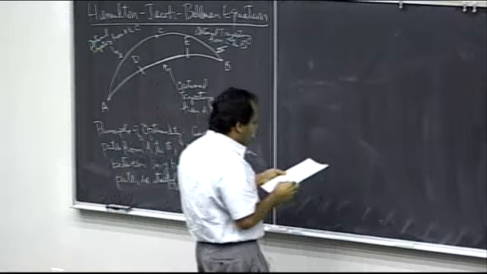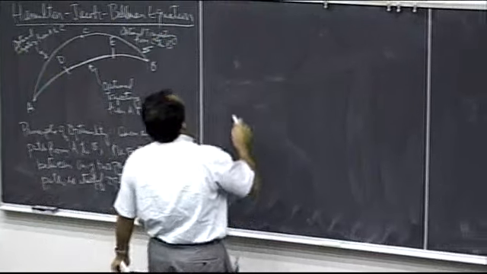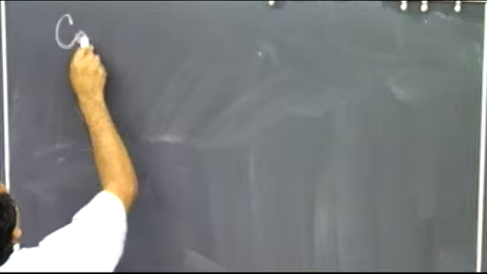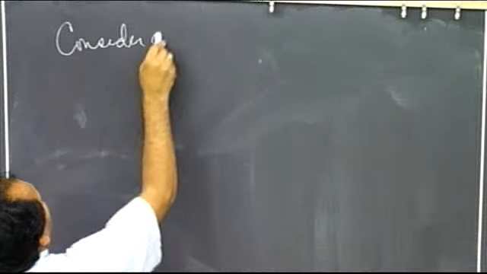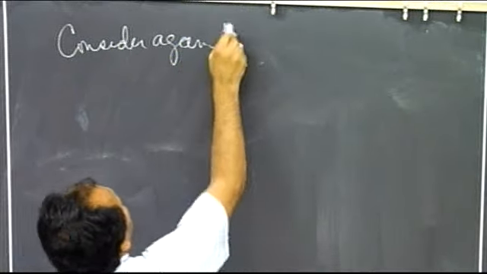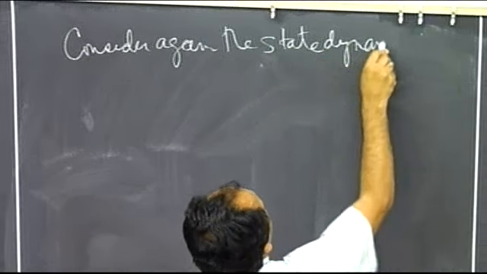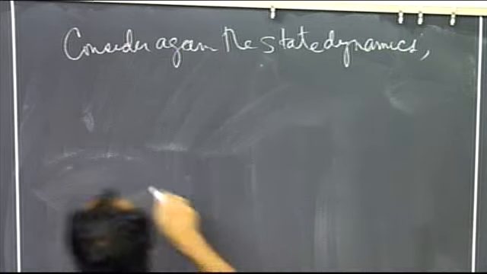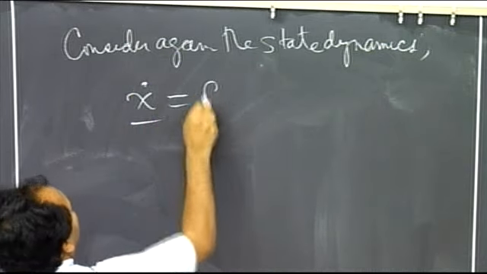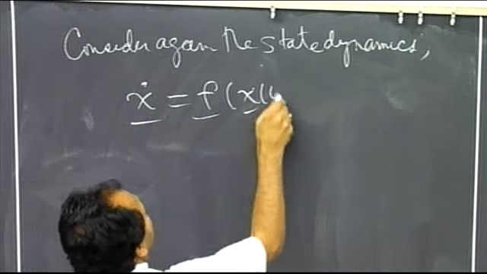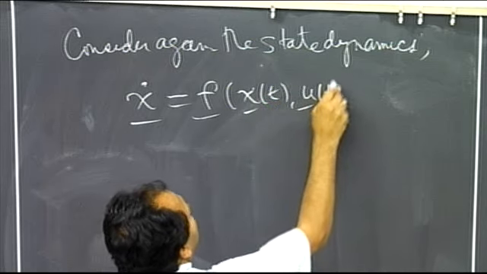So let's look at this in terms of optimal control. So consider again the state dynamics. This is the problem we've been doing the whole time: x dot equals f of x of t, u of t, and t.